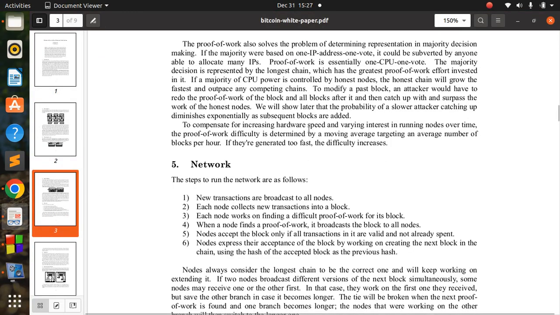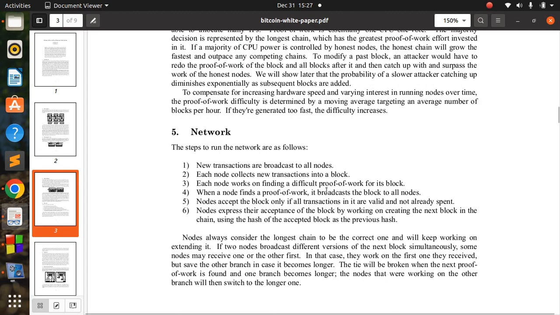To compensate for increasing hardware speed and varying interest. Varying interest means other miners trying to run nodes over time, special nodes trying to mine. The proof of work difficulty is determined by a moving average. Average means half, targeting an average number of blocks per hour. So how many blocks are found per hour is what it is targeting. So if the blocks found per hour are very many, it begins to increase the difficulty. If they are generated too fast, the difficulty increases. It's just that simple. All right.